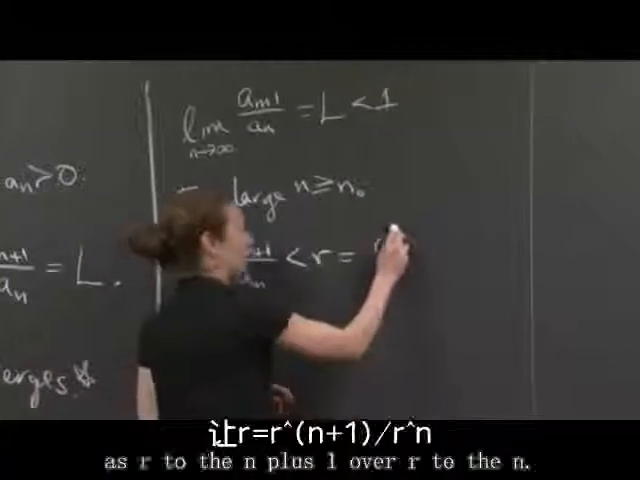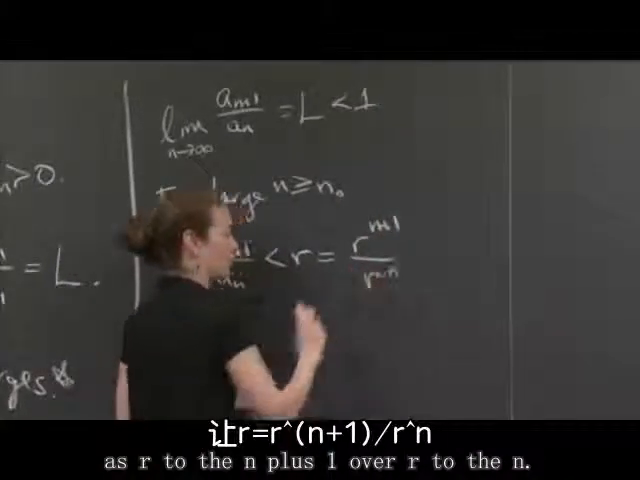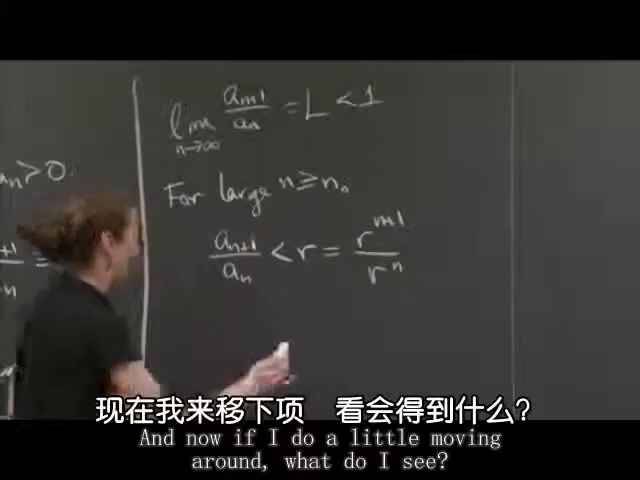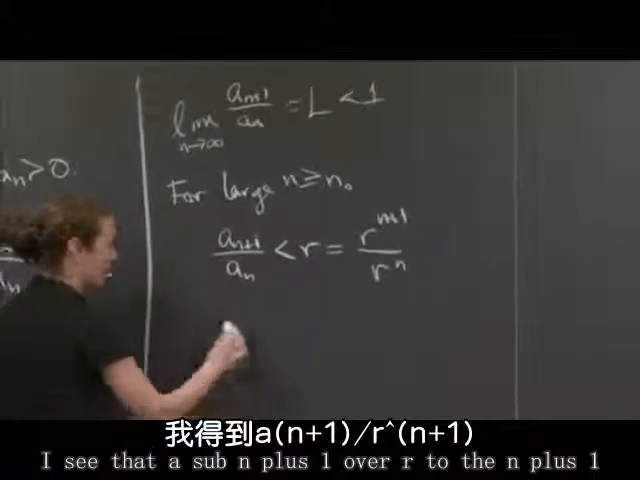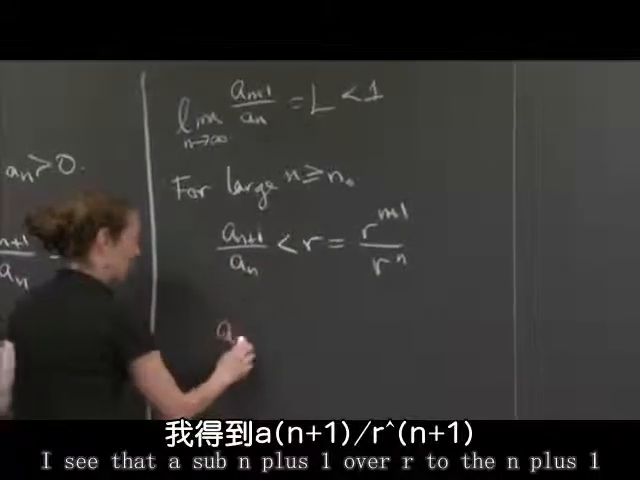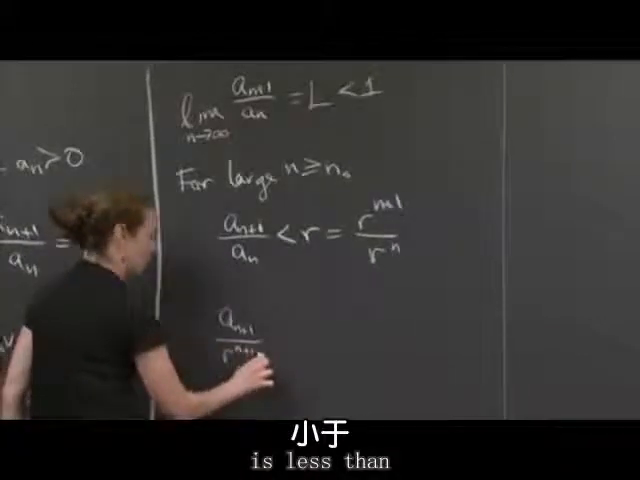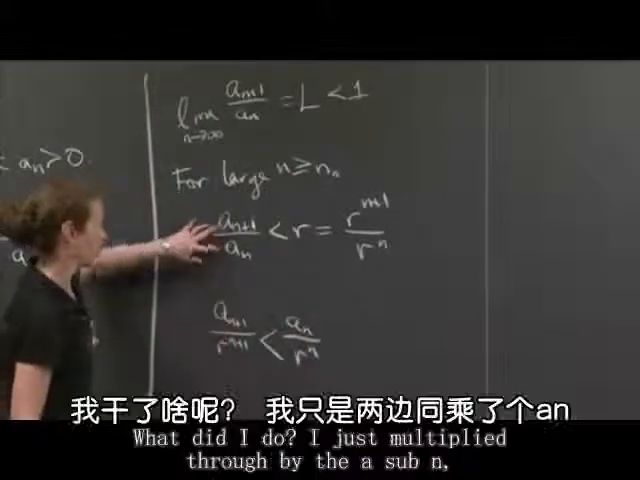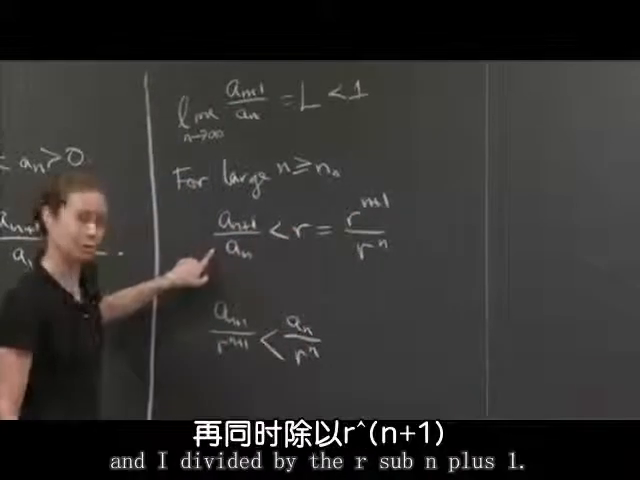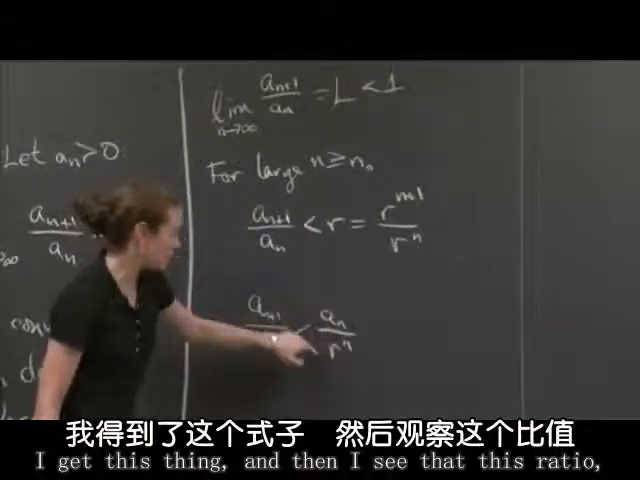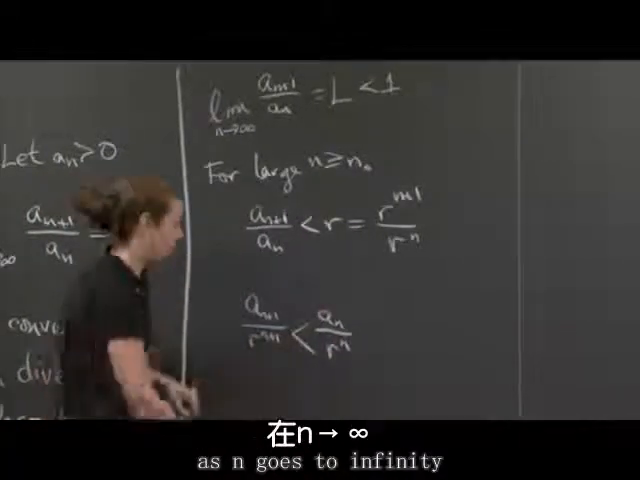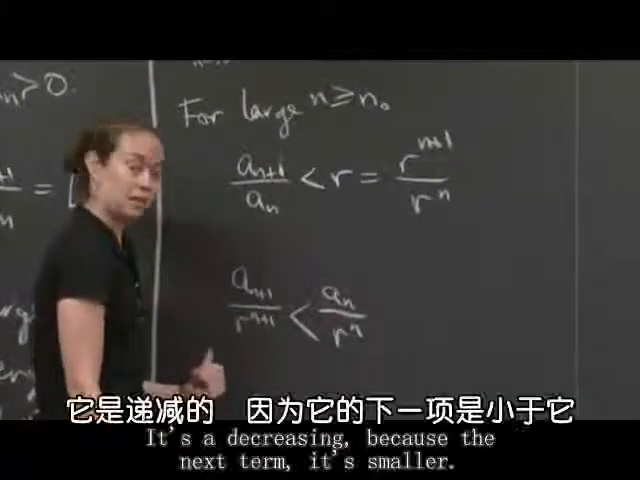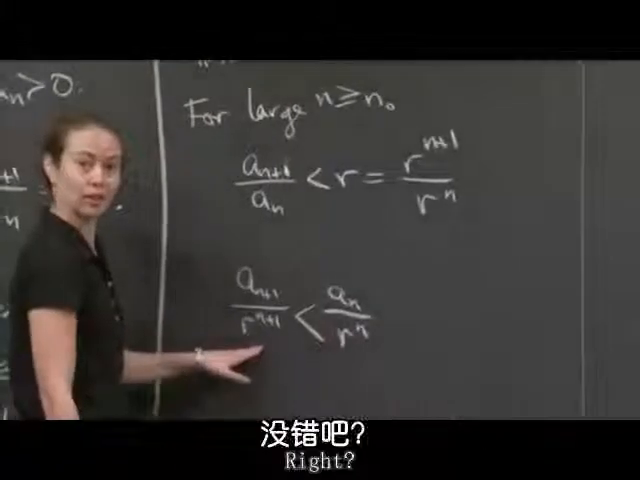But let's get fancy with this. We can rewrite R as r to the n plus 1 over r to the n. And now if I do a little moving around, what do I see? I see that a sub n plus 1 over r to the n plus 1 is less than a sub n over r to the n. What did I do? I just multiplied through by a sub n and divided by r to the n plus 1. And then I see that as n goes to infinity, the ratio between a sub n and r to the n is decreasing, because the next term is smaller.